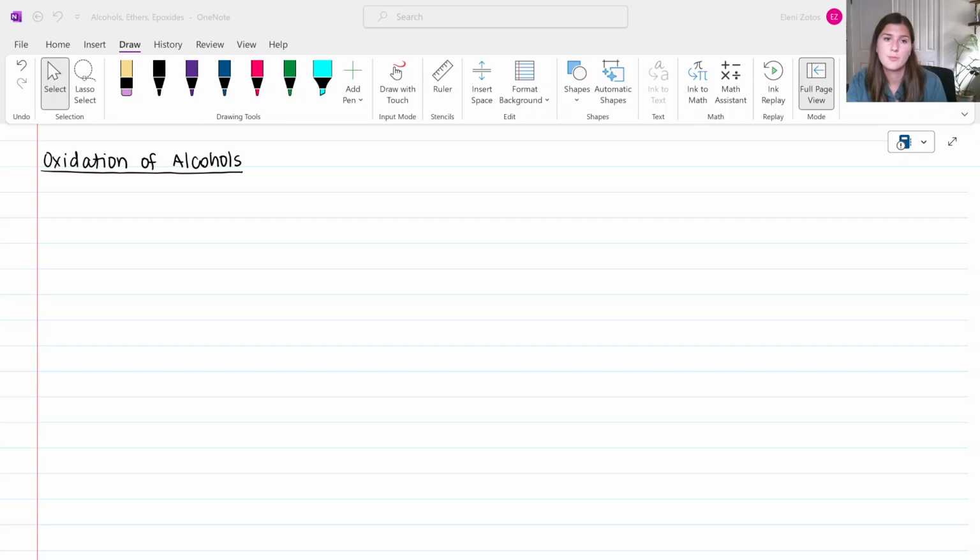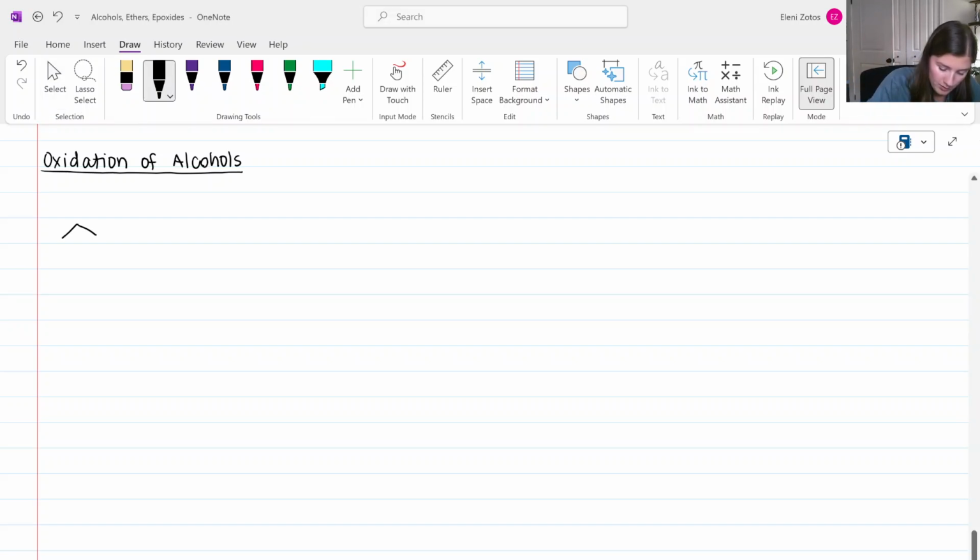Now let's look at some reactions that involve oxidizing alcohols. So oxidation reactions, we start with an alcohol and we'll end with a different functional group. So here's an example. This is 2-pentanol.